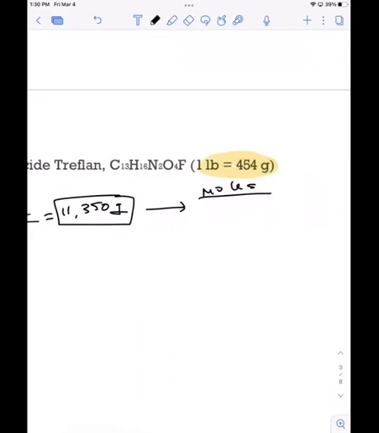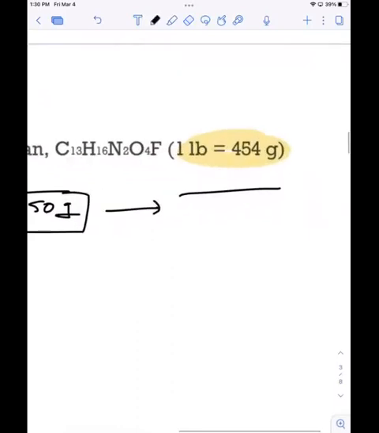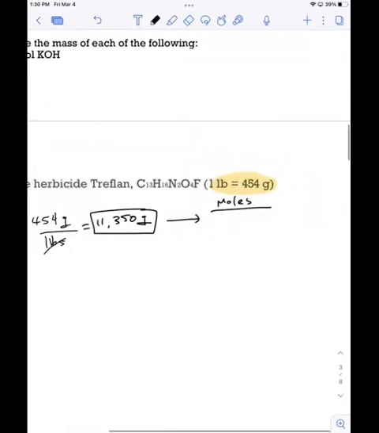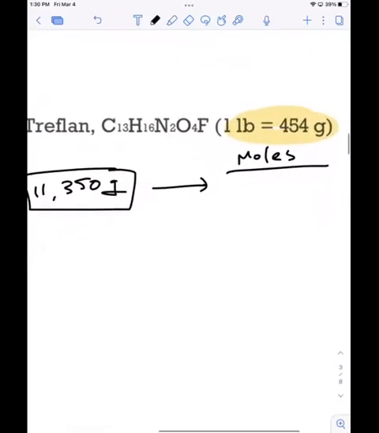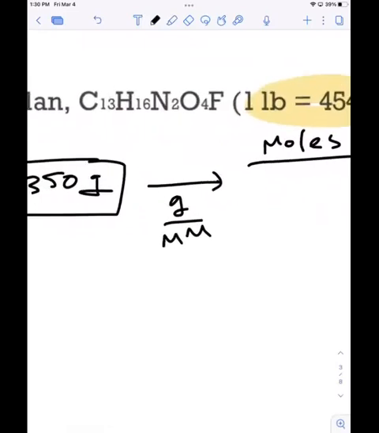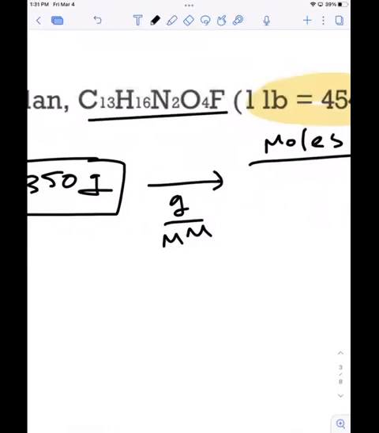What are we missing that we need to calculate or derive? Molar mass. That's our conversion from grams to moles. That's how we get there. And so it's going to be grams over molar mass. Well, we don't know what the molar mass is, but we know how to get to it because we got this formula up here and it's telling us the total number of atoms present.